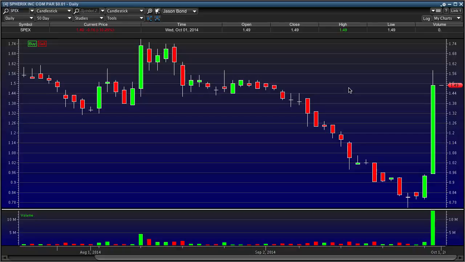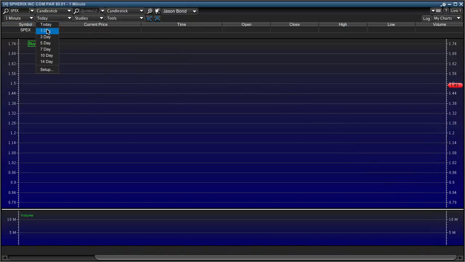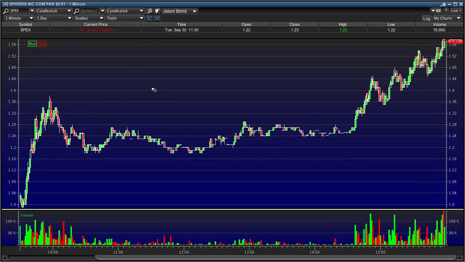So what you're looking at here is SPEX. The stock took off from about 96 cents all the way to a high of about 1.57 on Tuesday. Here's how I played it. What we're going to do is take this daily 50-day chart and dial it back into a 1 minute, 1 day chart. And this essentially shows you the price action from Tuesday's session.